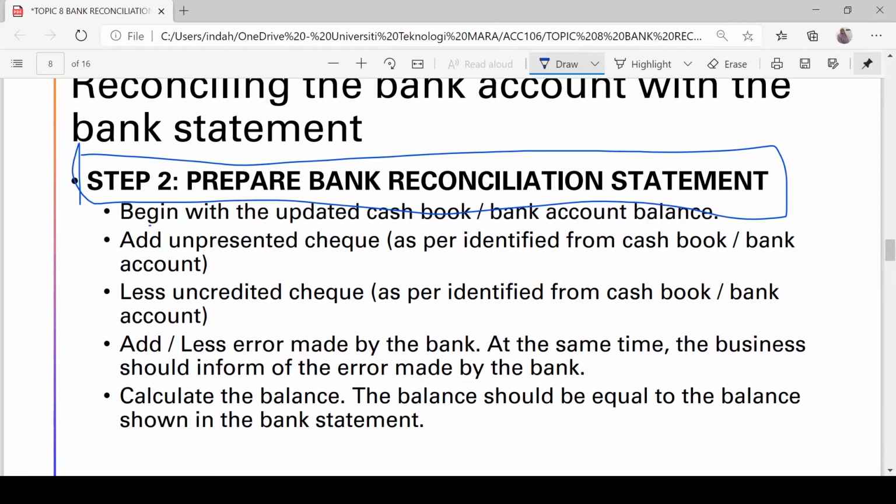Then, add or less any error made by the bank. At the same time, the business should inform the bank of the error. The last one is to calculate the balance of the bank reconciliation statement. The balance should equal the balance shown in the bank statement. If it is not equal, then there must be something wrong with your bank reconciliation statement, or something wrong when you updated your cash book. So you have to go back and check everything again.